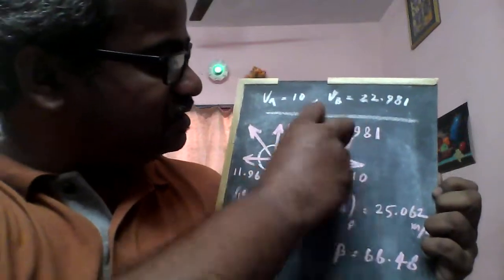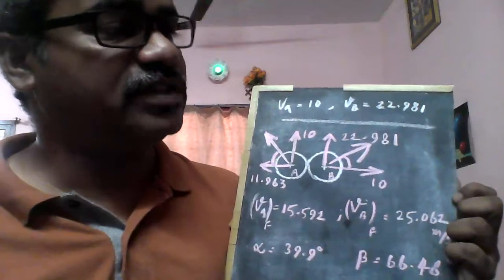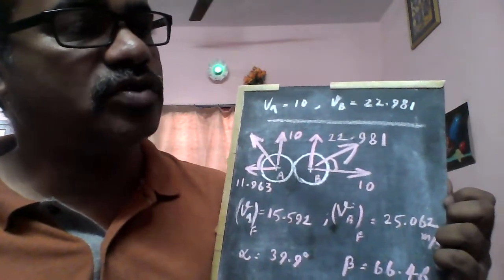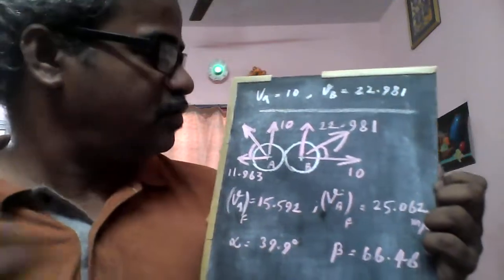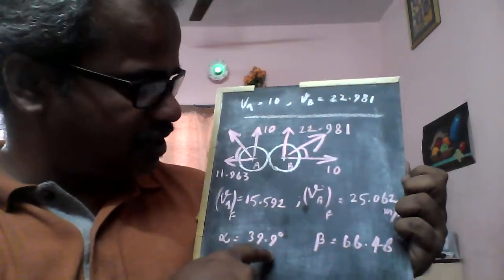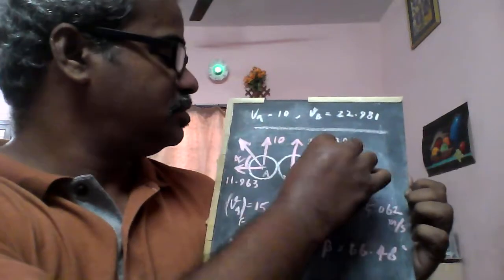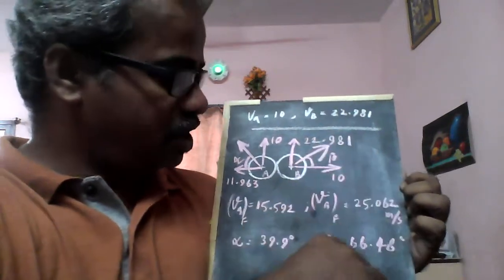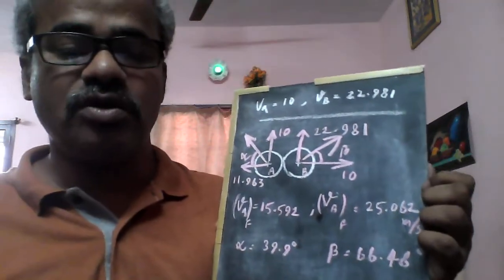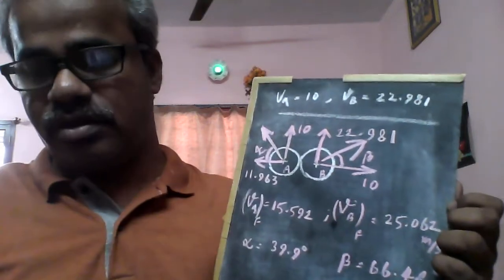So what are these angles? How do you find them? It is from the very first unit: how to resolve forces, how to find the resultant and how to find the angle. Alpha is equal to 39.9 degrees, and beta, this is my alpha and this is my beta, is 66.48 degrees. So this is how you have to solve oblique impact problems. Okay, thank you.